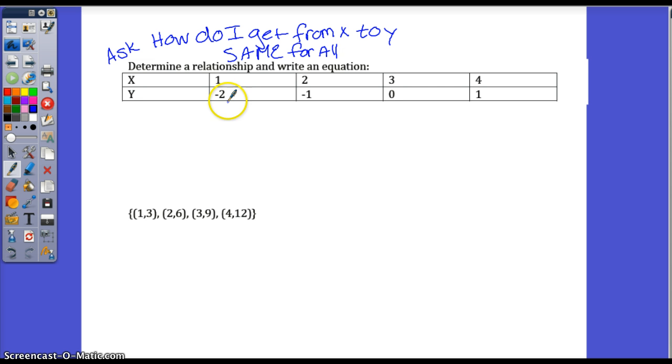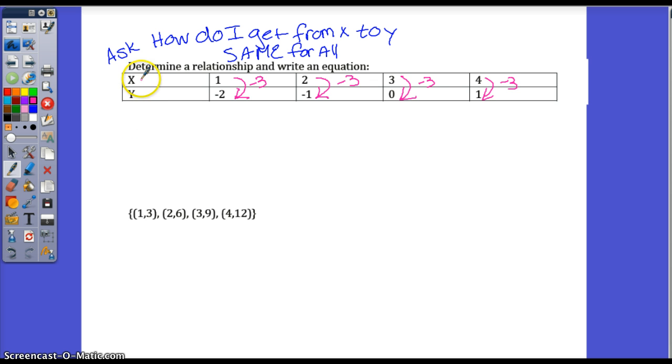So how do I get from 1 to -2? Well, I could do 1 minus 3. Let's see if that works here. How do I get from 2 to -1? Oh, minus 3. 3 to 0, minus 3. 4 to 1, minus 3. I had to subtract 3 from all of them.